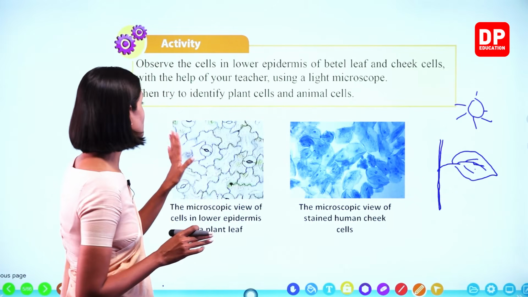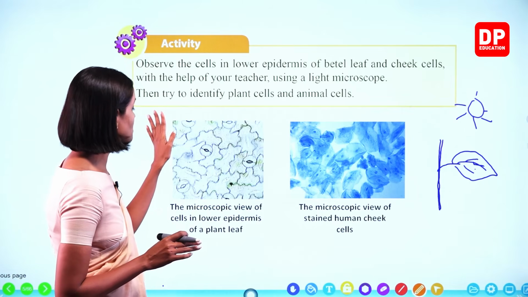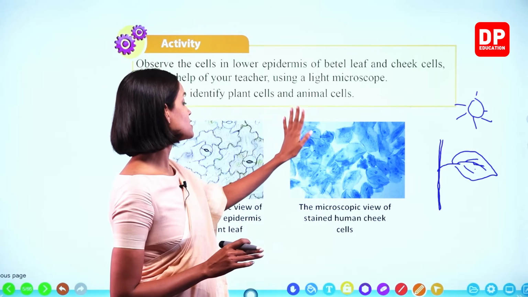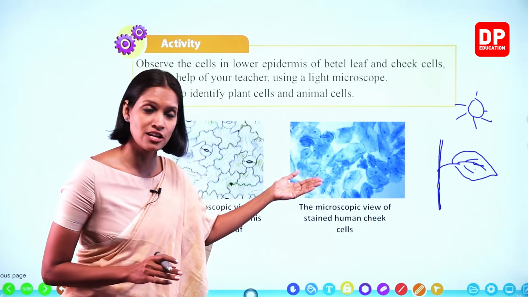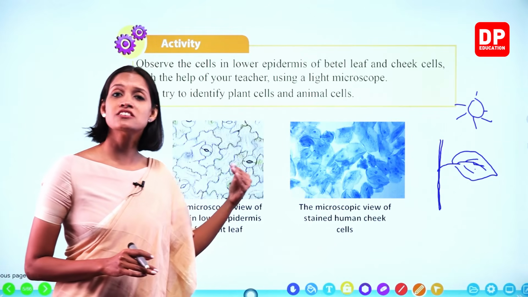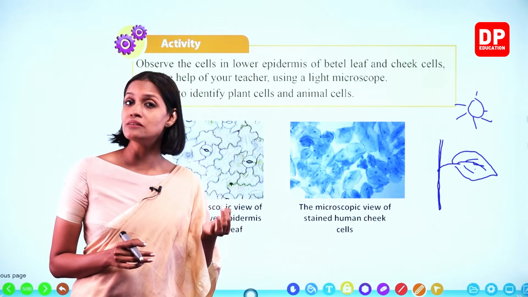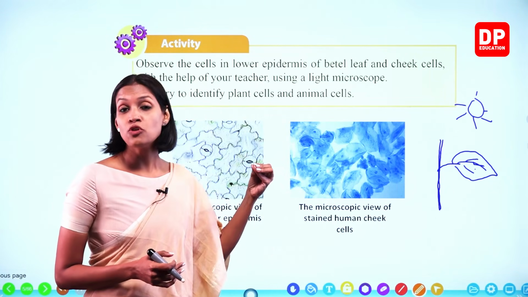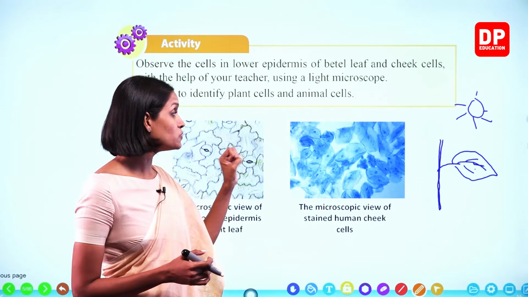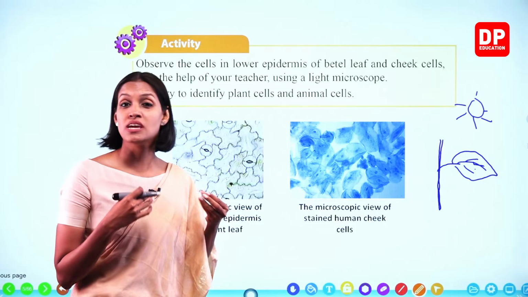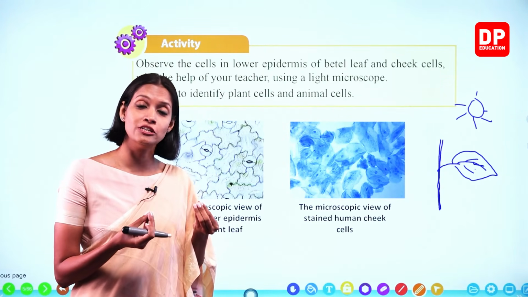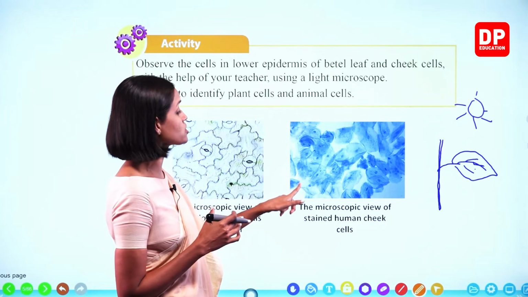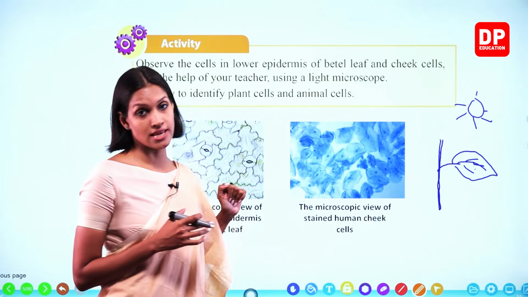Okay, so I showed you two slides: the microscopic view of cells in the lower epidermis of a plant leaf, or a beetle leaf we took, and the microscopic view of stained human cheek cells. When we consider the plant cells, because of the presence of chlorophyll, the green color pigment, there is a certain color. But when we consider animal cells, in order to observe them very clearly, we need to use a stained specimen, right? Stained means a certain color should be added in order to observe those cells very easily under the microscope. That's why here it's given the microscopic view of stained human cheek cells.